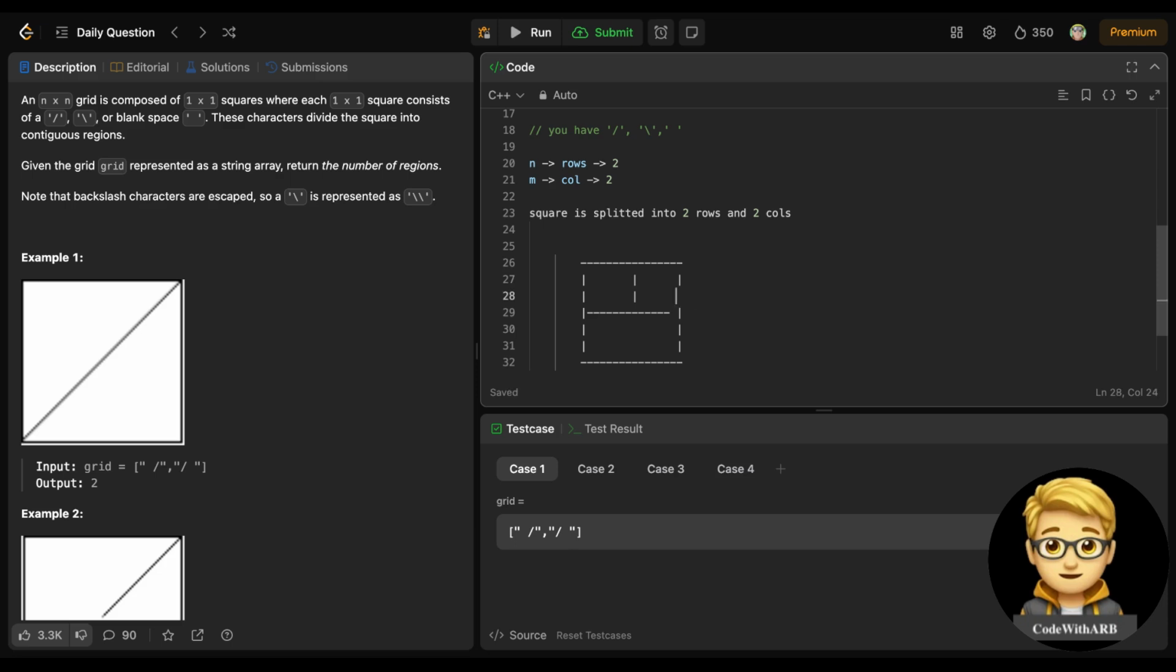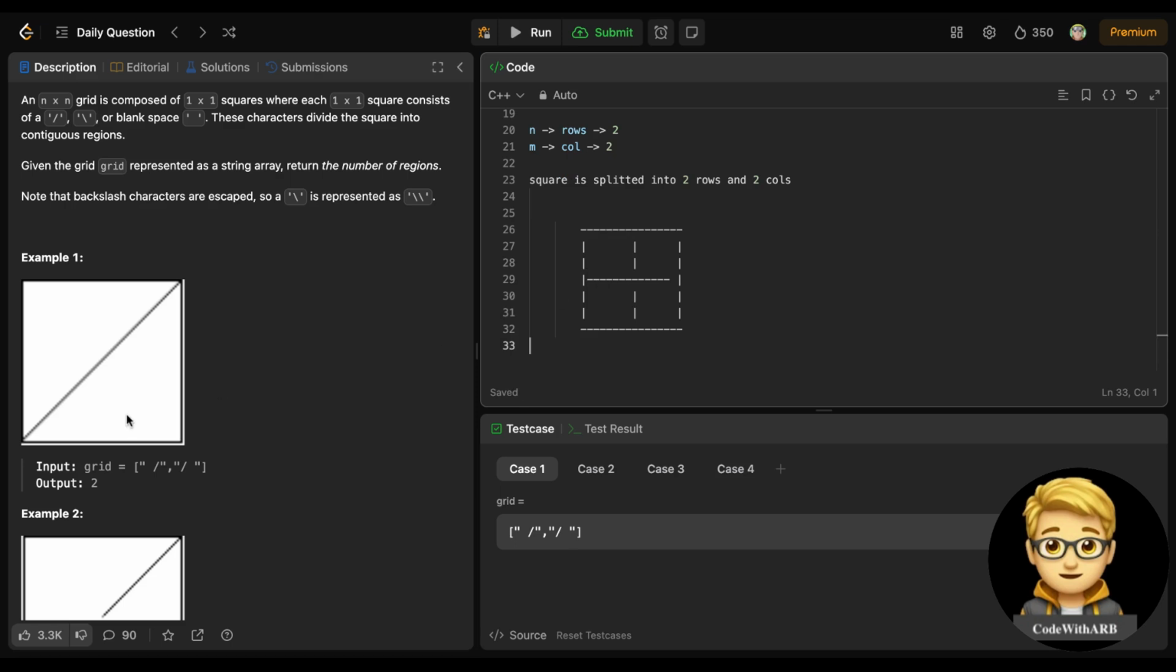Let's just make it, right? There's also a separation of column in between, right? So basically it is representing this 2 cross 2. So the first part is empty here, right?